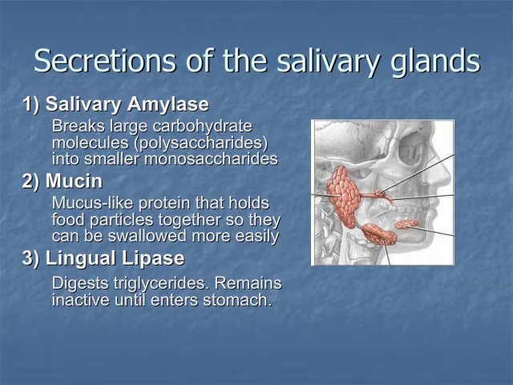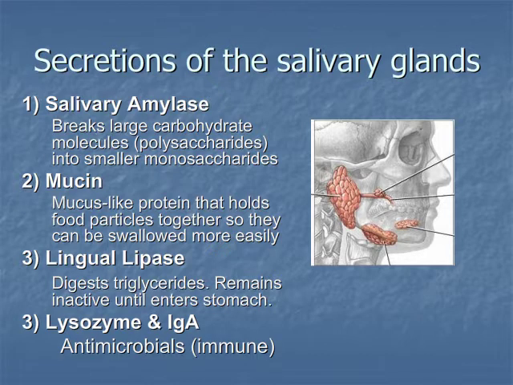A minor component of saliva includes something called lingual lipase. A lipase is an enzyme that helps to break down fats, and lingual lipase is something produced by the lingual salivary glands. This is a lipase that is inactive when secreted in the mouth and does not become fully activated until it reaches the stomach.